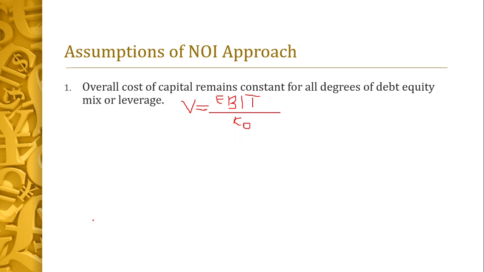Okay. This particular thing, if you have taken down your assumptions, next to that, please do take down. V is equal to EBIT divided by K naught.